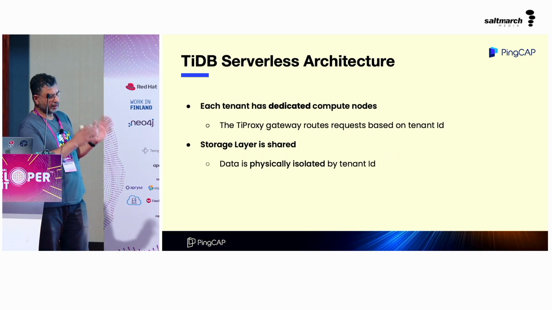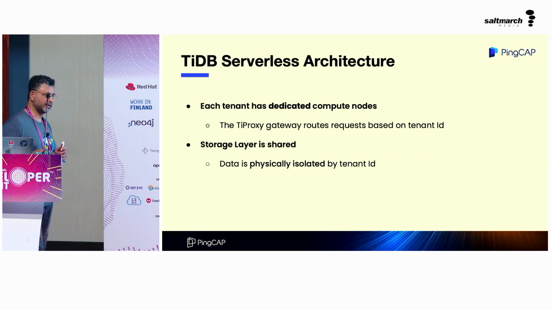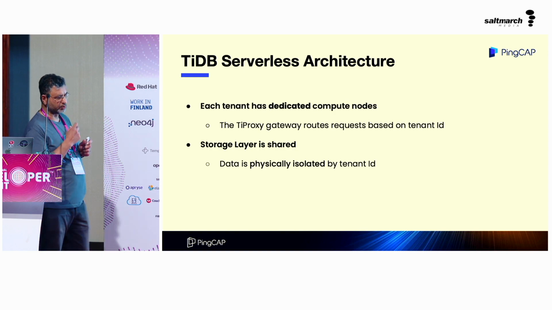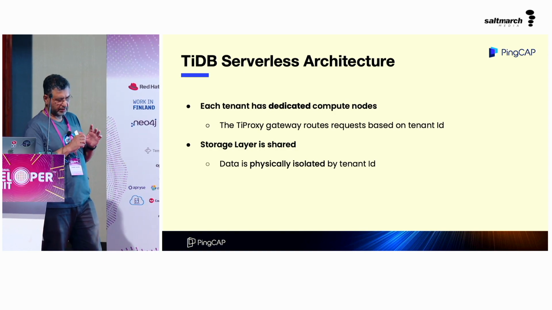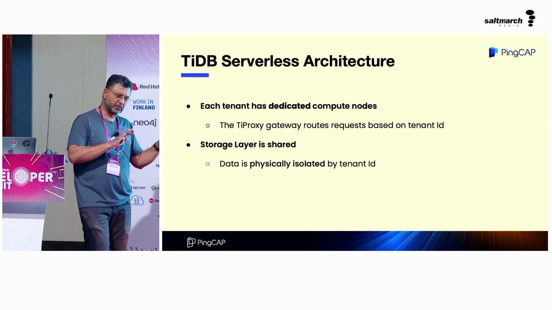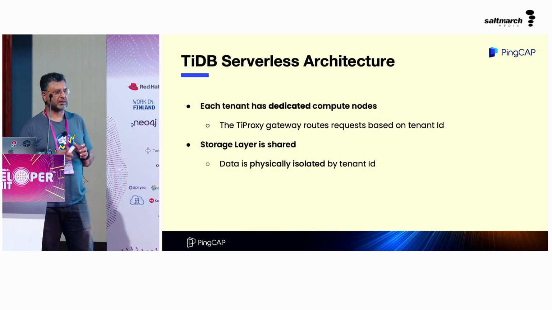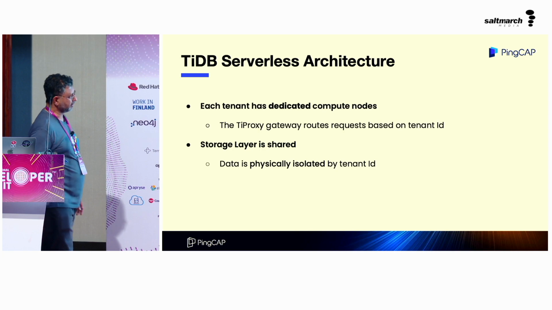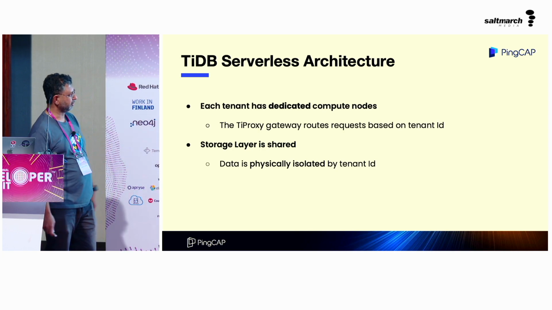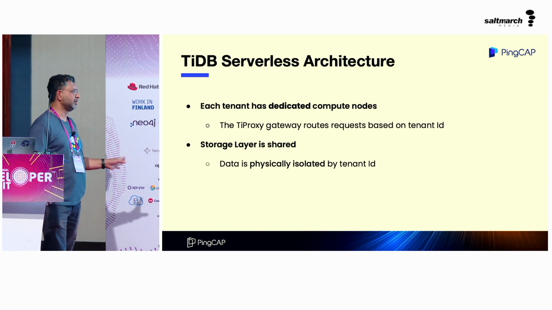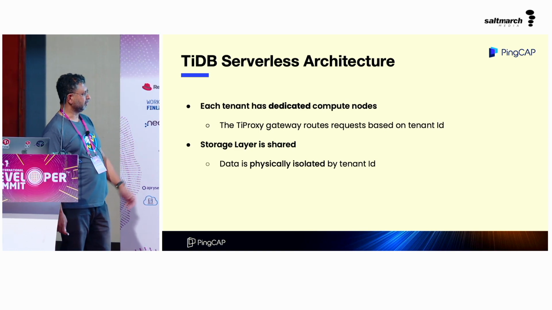So in the TiDB serverless architecture, each tenant has a dedicated compute node. TiDB has a disaggregated compute and storage architecture. If you're familiar with Amazon, the storage layer is S3, which is the same for everybody, so it is shared. Data is physically isolated by tenant ID. I'll go into that a bit.